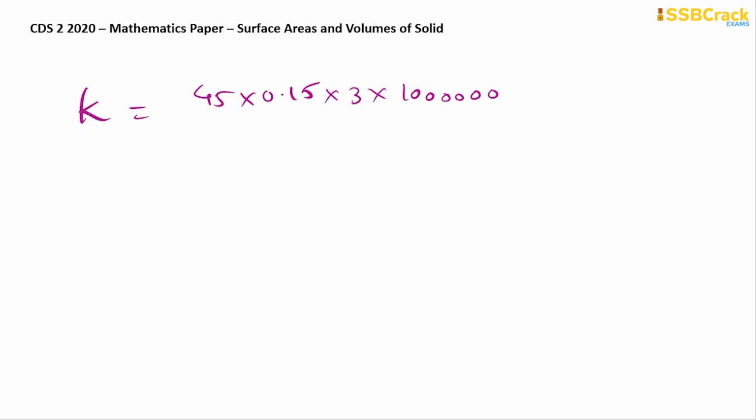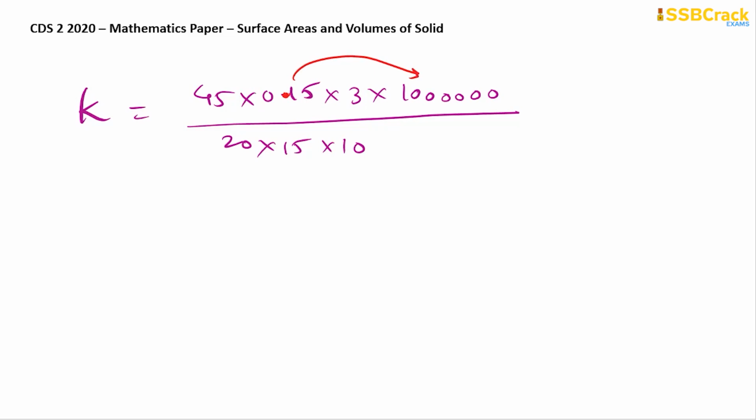It will be how much? 10 lakhs, right. So this is divided by 20 into 15 into 10. So let's simplify. We have here, to get rid of this decimal, you can multiply with 100. So what we can write is 45 into, see, there are two places of decimal, so 15 into 3 into, we will have now the 4 zeros remaining because 100 we have multiplied with 0.15. So we have 10,000 remaining.